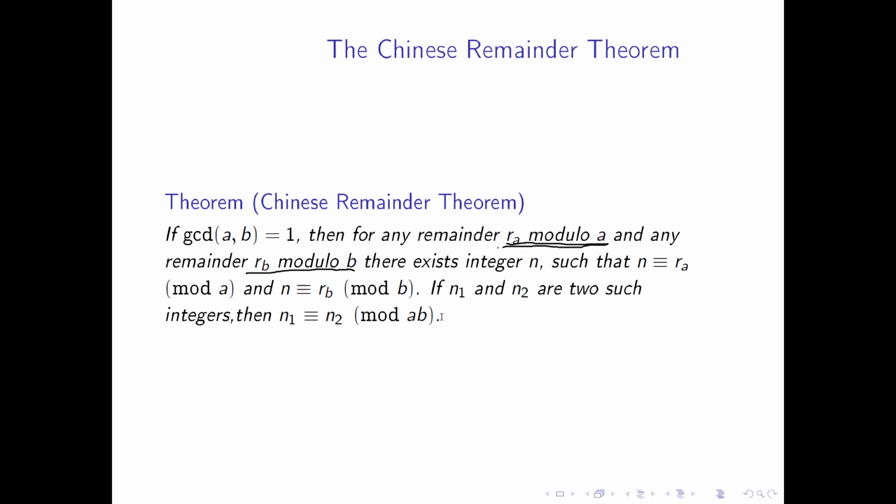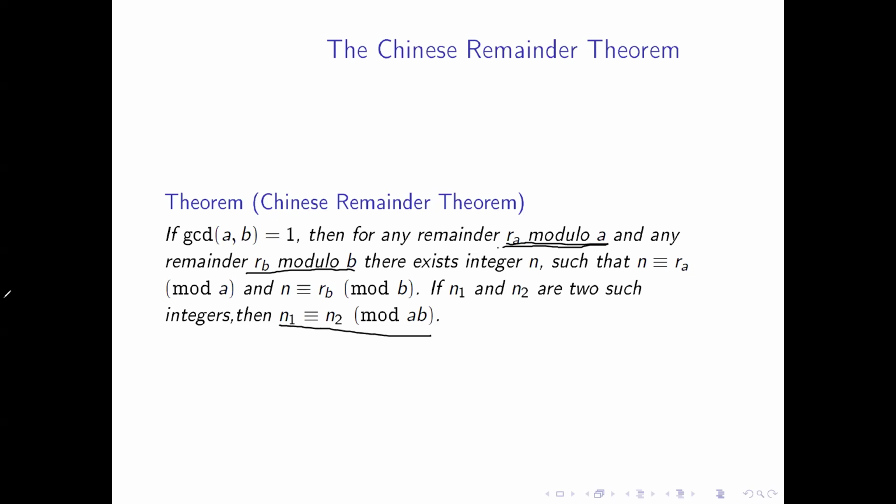So first off, there is some number for which they satisfy both congruences. That means there is a solution. And if there are two such solutions, then they're congruent to each other mod the product of A and B. All right, let's see what that looks like, because that sounds like a lot of stuff, and a lot of people are like, wait, that sounds weird.